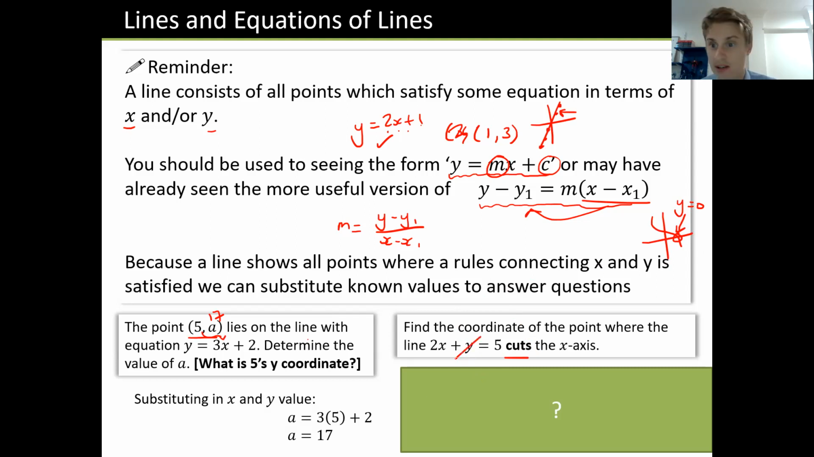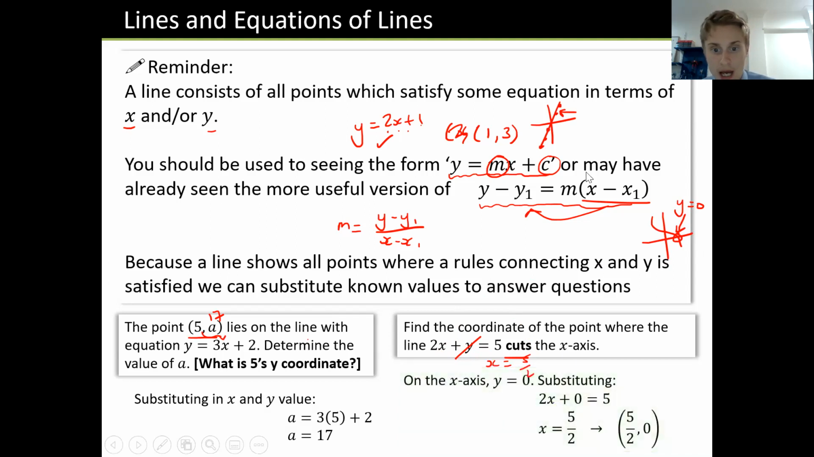One way you could do that is you could actually just eliminate it. 2x equals 5. Well, x is going to be 5 over 2, which is 2.5. Find the coordinate. The coordinate, as obvious as it sounds, you should actually write it as this. It says coordinate, so you've got to write it as a coordinate. If you said 5 over 2, you would not get the full marks for that.